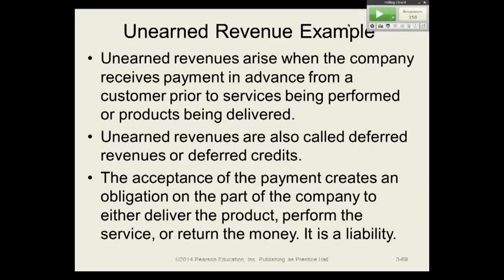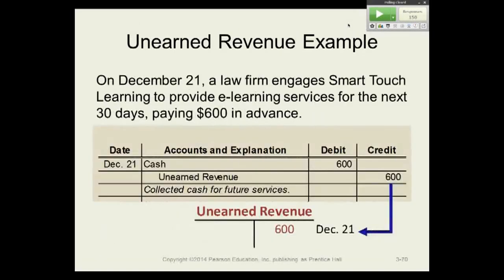So let's take an example. And let's say that on December 21st, our company Smart Touch Learning provides online learning services for a law firm, and it's going to be provided over the next 30 days, but they collect $600 in advance. On the day they collect that payment, you have a debit to cash and a credit to unearned revenue.